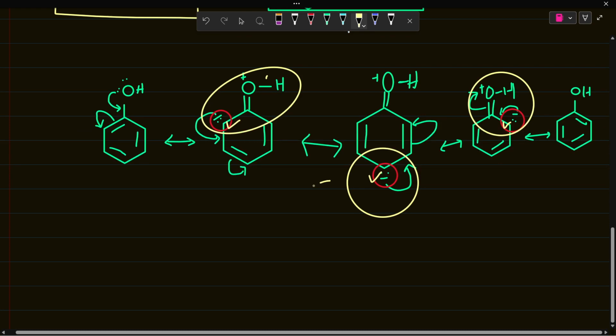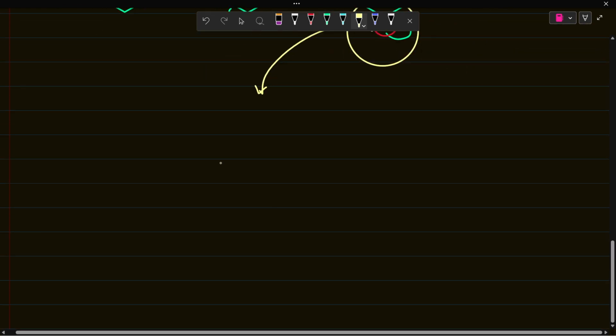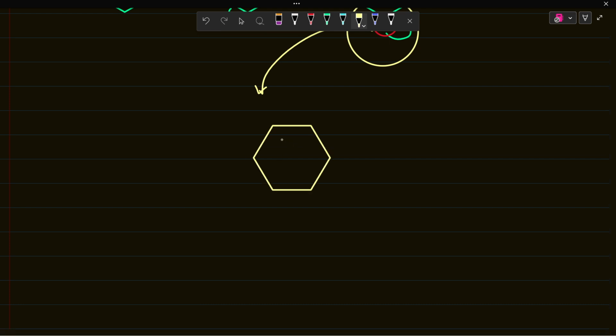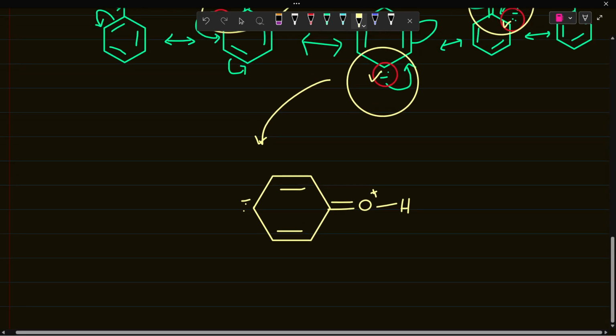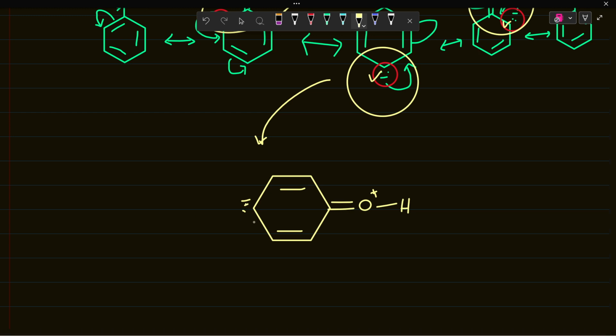Let's take this resonating structure over here, and let's draw it like this. This has the double bond over here, double bond over here, negative charge over here. I have drawn it inverted so that you can understand it much better. Double bonded oxygen, positive charge, and H. So this is the resonating structure of the phenol ring, which will be reacting. Also H is there, which I will be showing you later on.